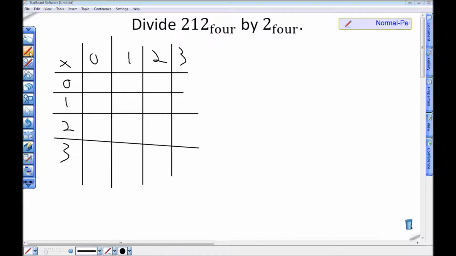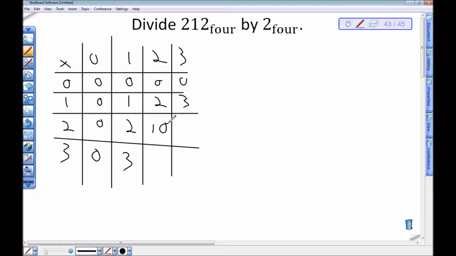So in base 4, of course, 0 times these is 0. These times 0 is 0. 1 times 1 is 1. 1 times 2 is 2. 1 times 3 is 3. 2 times 1 is 2. 3 times 1 is 3. 2 times 2 is 4, but base 4, that's 1, 0. 2 times 3 is 6, but base 4, that's 1, 2. Similarly, 3 times 2 is 6, which is 1, 2. And then 3 times 3 is 9, which is 2 4s and 1 more. So there is a multiplication table for base 4.